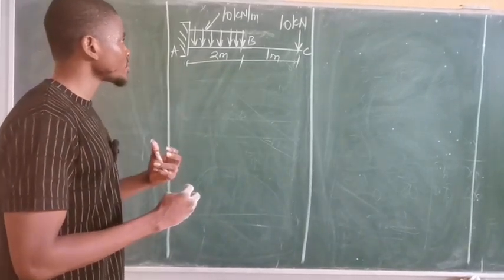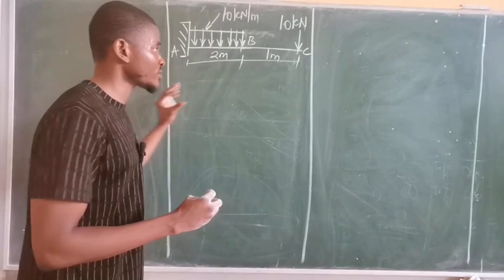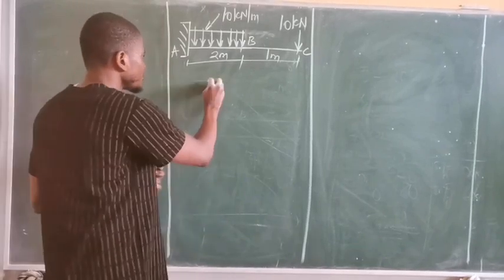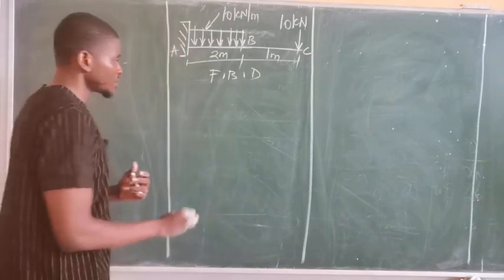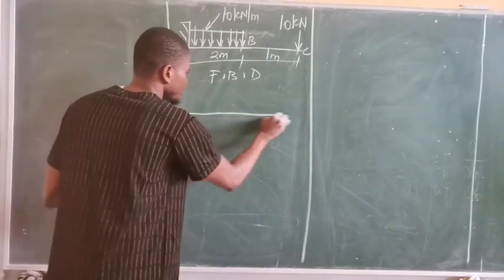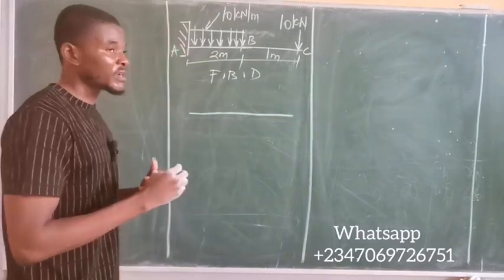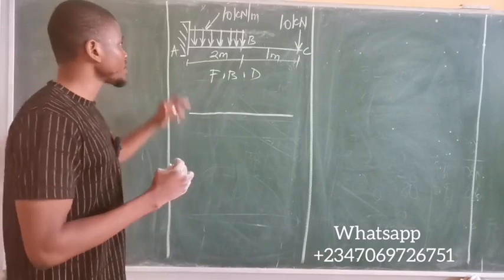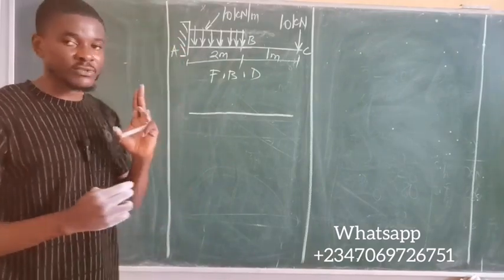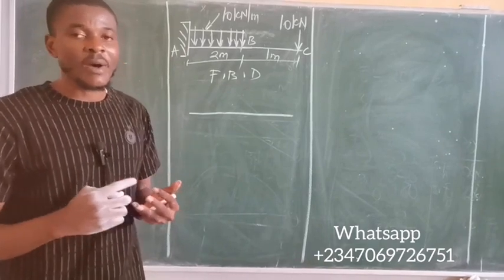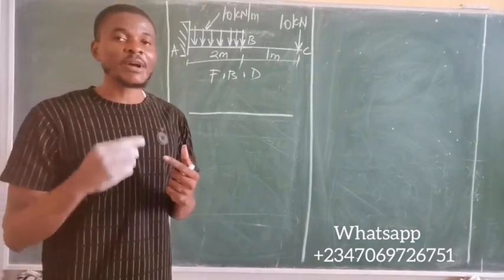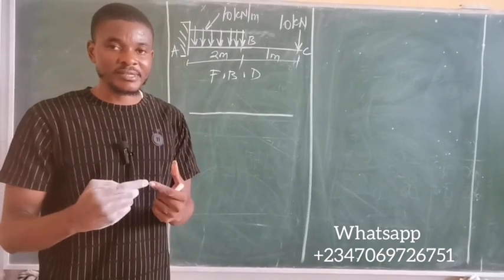Before we can do any analysis on this, we have to outline the free body diagram, FBD. So we'll simply bring back the beam. For a cantilever beam, please take note, for this fixed support there are three reactions that occur at the fixed support. One reaction is vertical, one reaction is horizontal, and then we have a moment at that point.